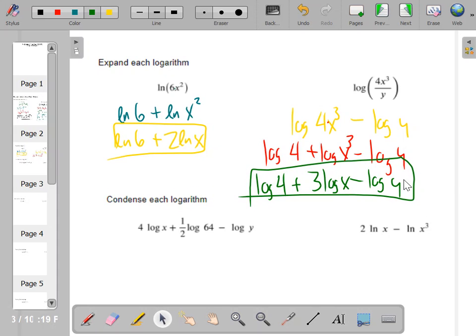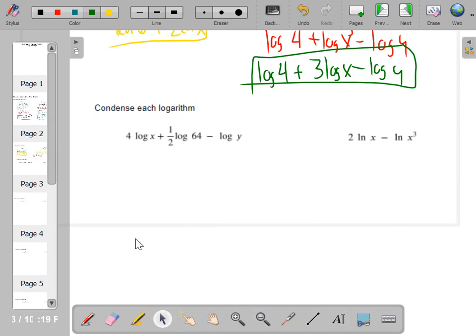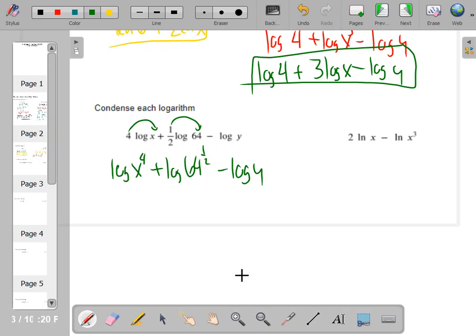What if we go the other way and we try and condense? So condense means we're going to take those same rules, but we're going to apply them backwards. First rule is that 4 can go back on the inside as an exponent. So can the 1/2 plus log of 64 to the 1/2. I'm not going to do anything with this one. One quick thing, 64 to the 1/2 is 8 because 1/2 as a power really means take the square root. So the square root of 64 is 8.